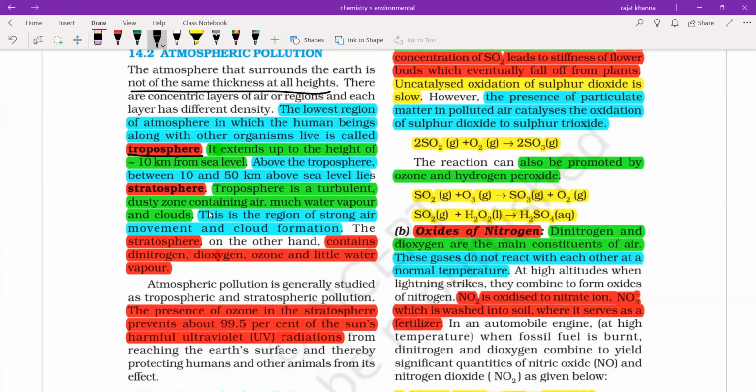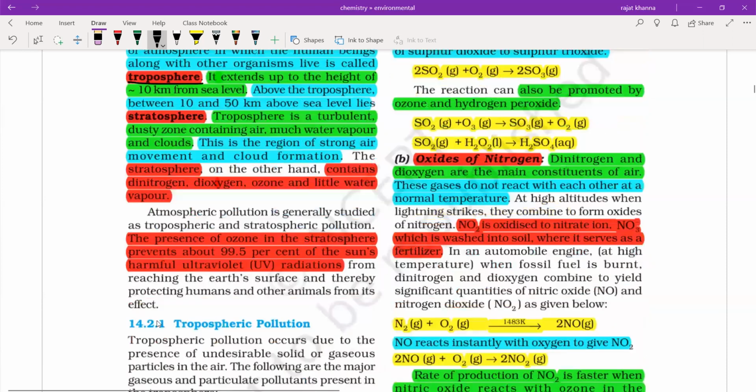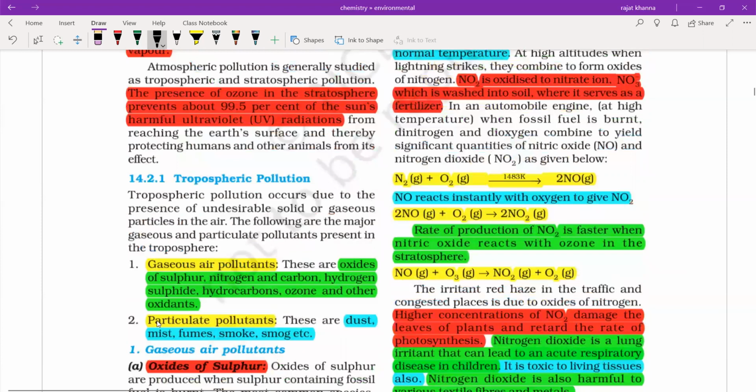The troposphere is a turbulent, dusty zone containing air, much water vapor and clouds. This is the region of strong air movement and cloud formation. The stratosphere contains nitrogen, oxygen, ozone and little water vapor. The presence of ozone in the stratosphere prevents 99.5% of the sun's harmful ultraviolet radiation.